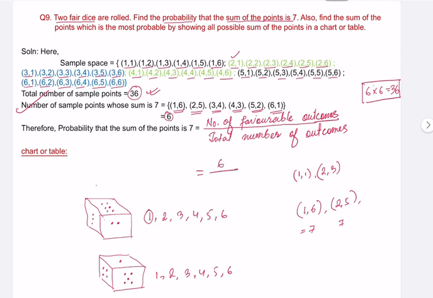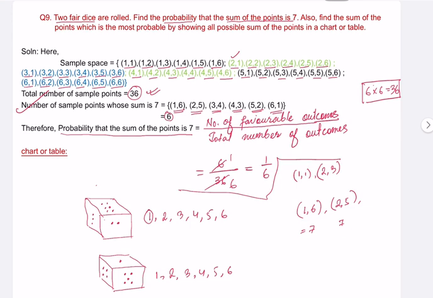What is the total number of outcomes? In total we have 36. So what is the answer? The answer is 6, 1 is 6, 6, 6, 36. So 1 by 6 is the probability that the sum of the points is 7. This is the answer we have.